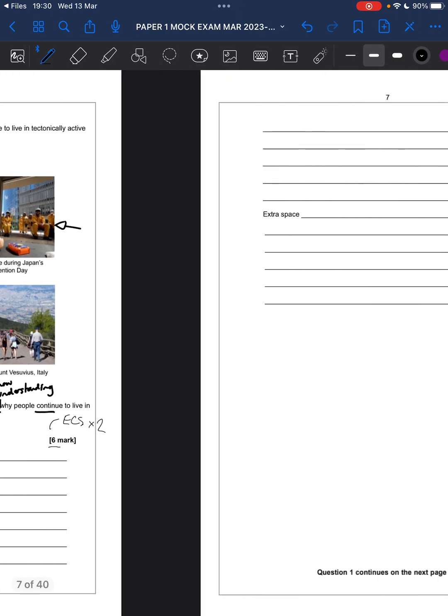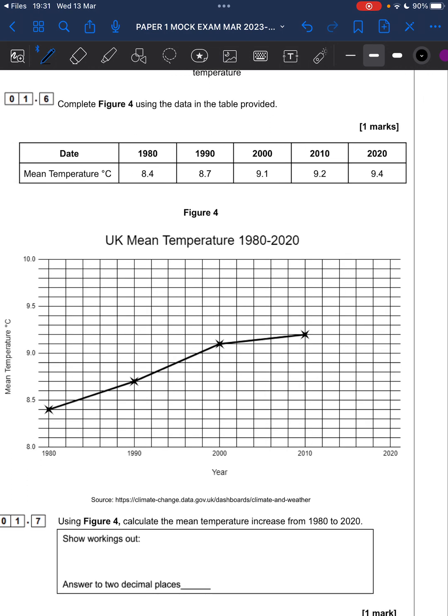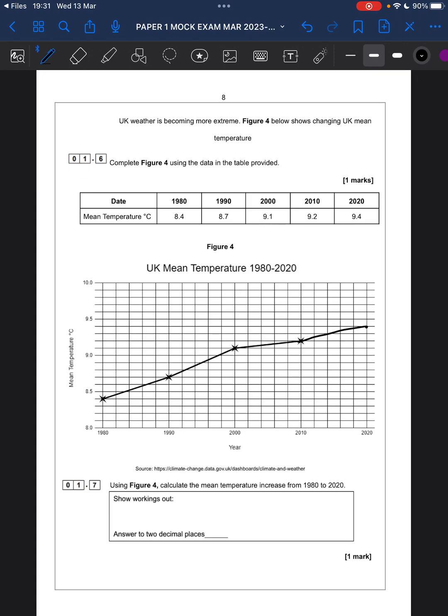Okay, let's move on. Okay, 1.6, have a little look. Really straightforward. You just finish the table. With questions like this, you've just got to get them right. You just finish the table. So you can see here, 2020, 9.4. So if you literally look, it's just going to be here, look. You just join the line.